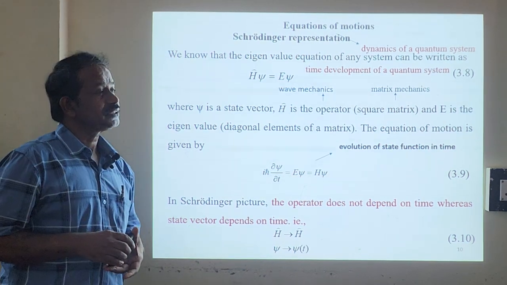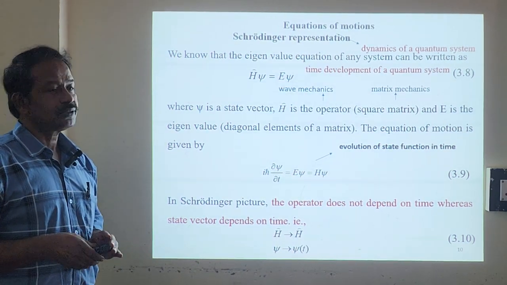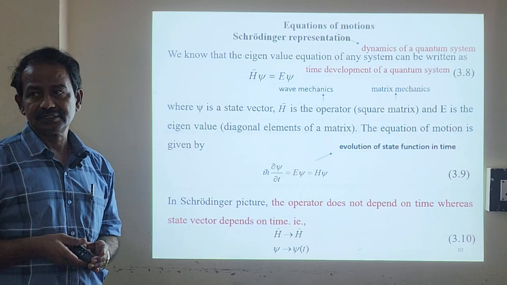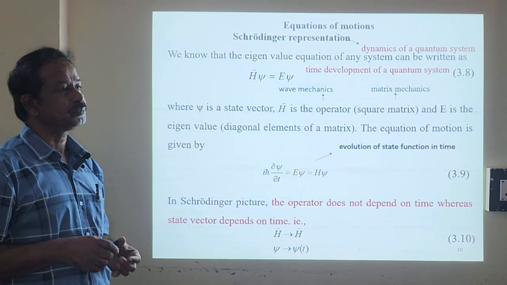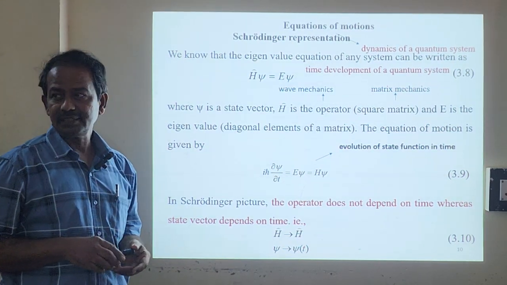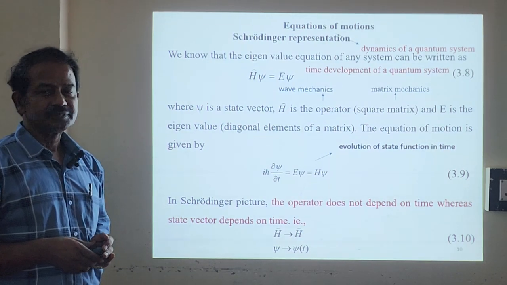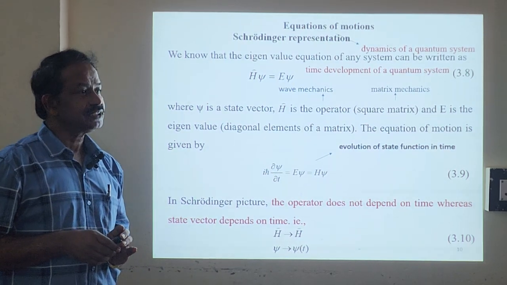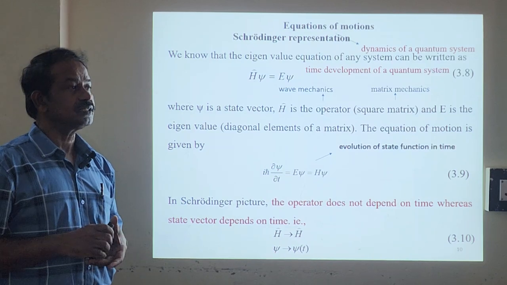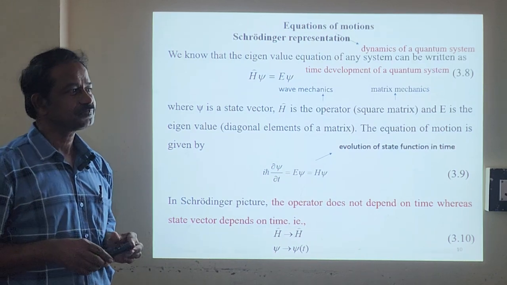So we'll start with the equations of motion, under which we are going to study three pictures. One is the Schrödinger picture, the Heisenberg picture, and the interaction picture. All three pictures are very important, and these three pictures bring out the concept of equations of motion.